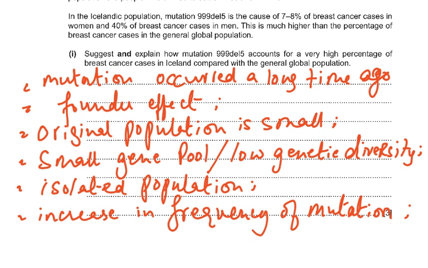So mutation occurred a long time ago, founder effect, original population is small, or even if you said the current population is small, that would be fine. Small gene pool, or you can say low genetic diversity. It's an isolated population, increase in frequency of mutation.